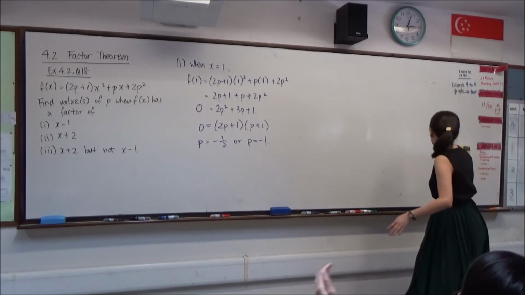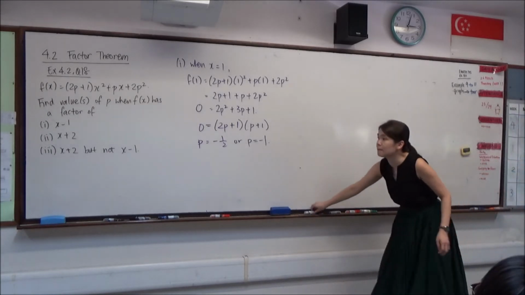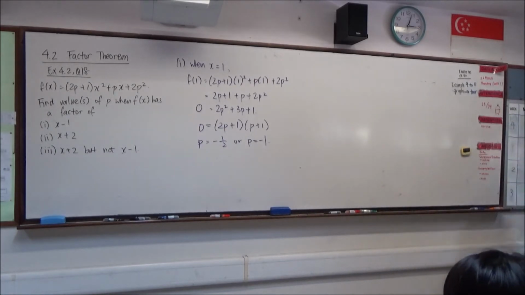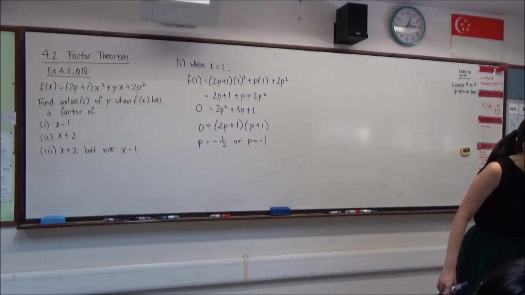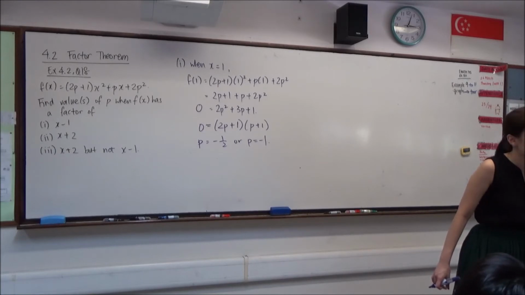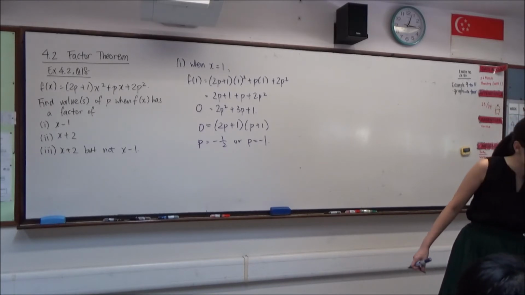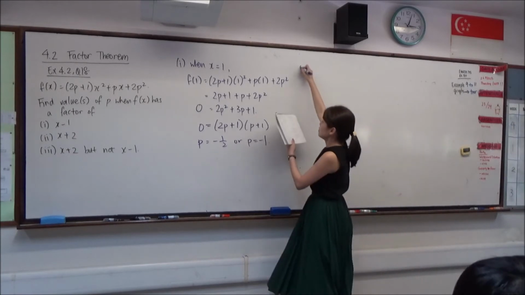Let's look at part 3 then. I hope that part 2 you are able to get the answer. What is the answer supposed to be? What's the value for p, Anson? 1 or 2? Sure. You all get 1 or 2 also? Negative 1 or negative 2, right? Let me maybe just write that down.